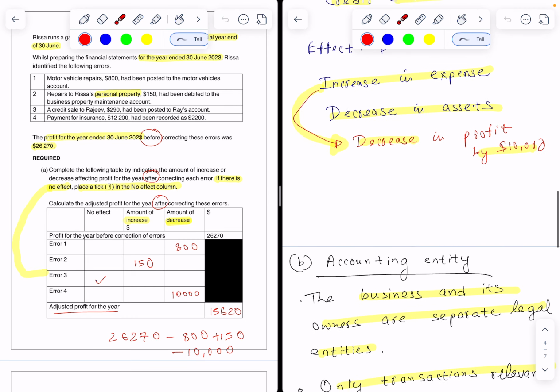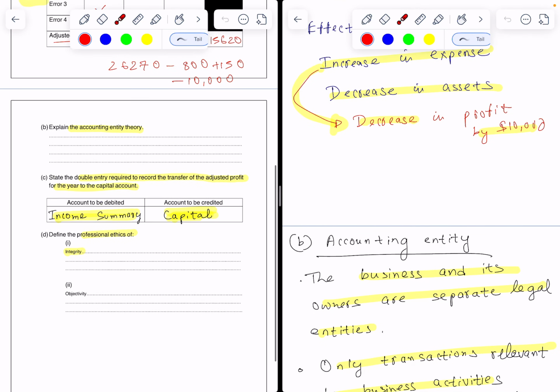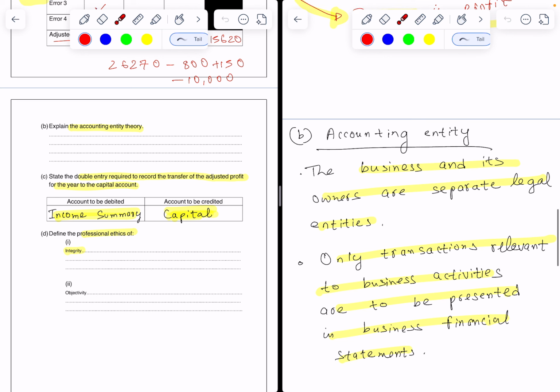All right, so now when you're ready, we can move to the second part, which is something that we have already discussed. Explain the accounting entity theory. The accounting entity theory states that the business and its owners are separate legal entities. So private and business transactions are to be kept separate. And when you prepare the business financial statements, you only present transactions that are relevant to business activities. So if you include these 2 lines, you should get the full marks of 2 out of 2. Okay?